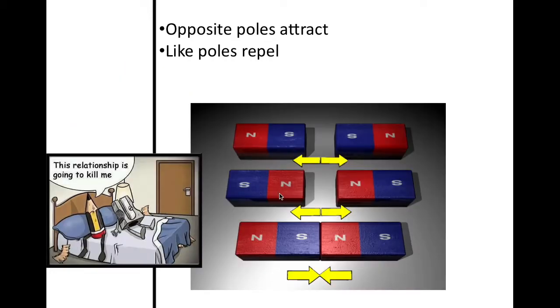Opposite poles attract, and like poles repel. This is also similar to how charges interact. We have experienced this when we have placed two magnets together. Below we see two south pole ends repel each other, two north pole ends repel each other, and when opposite poles are near, they are attracted to each other.